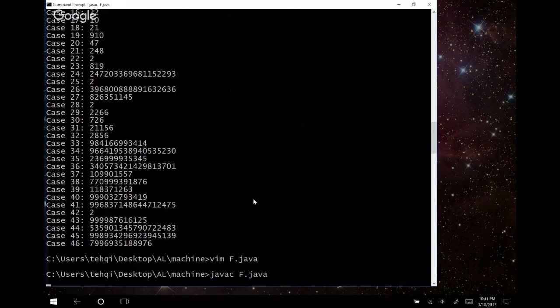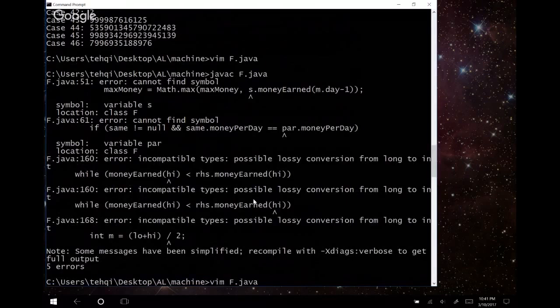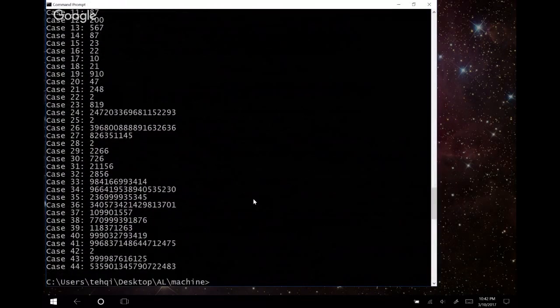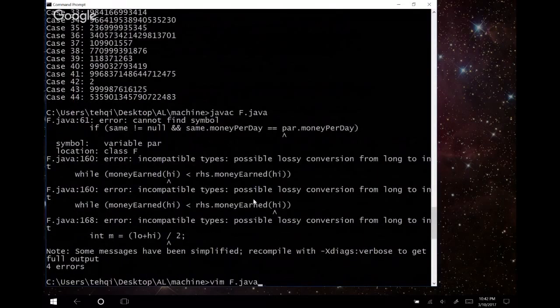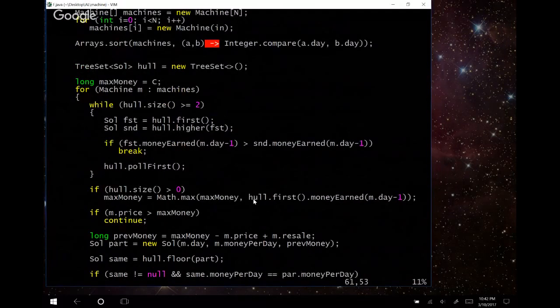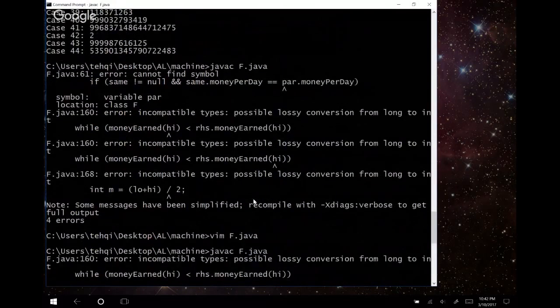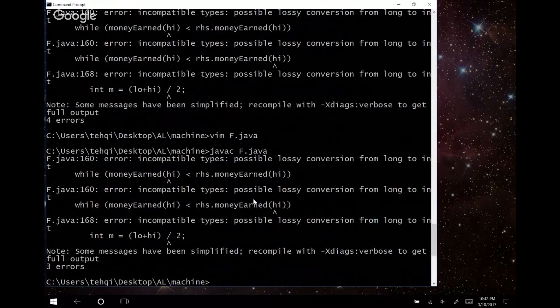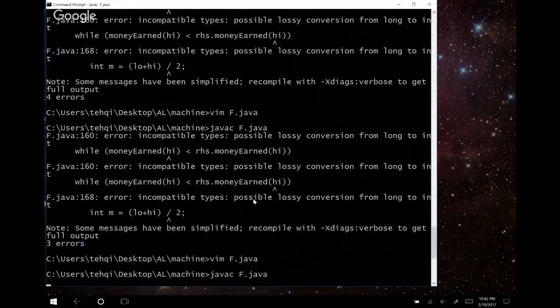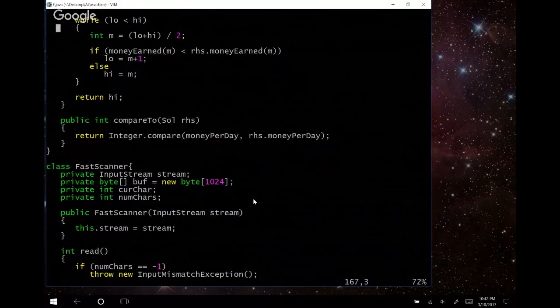Okay, so let's see if this crazy thing works. Cannot find symbol S. Let's take a look at that. Oh, I have to look at the first thing in the hull. Yikes. I have to do part and not par. So this is my partial solution. All right, money earned. Once again, I made everything ints, and that is a problem. This is also an int.